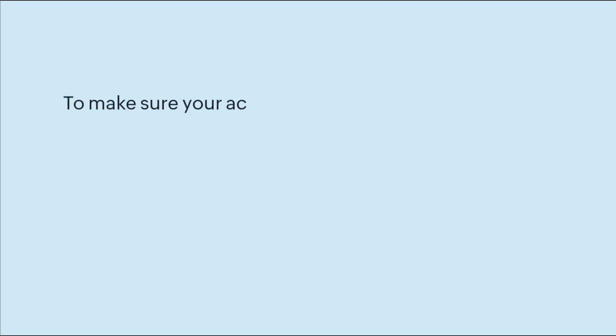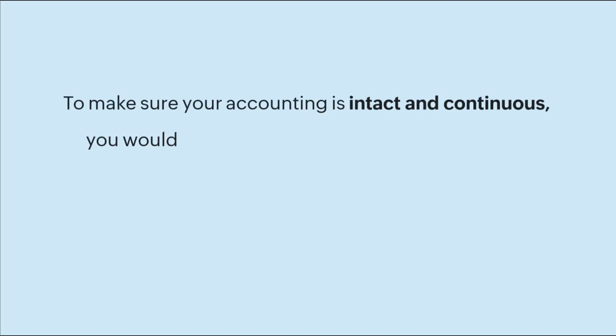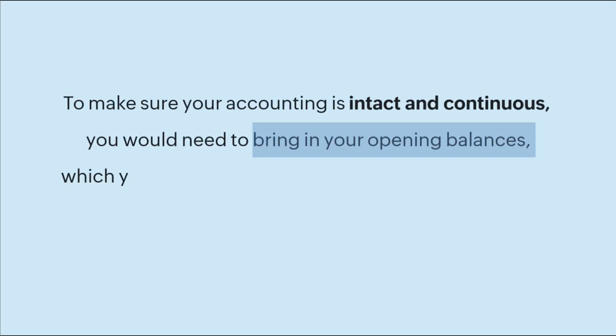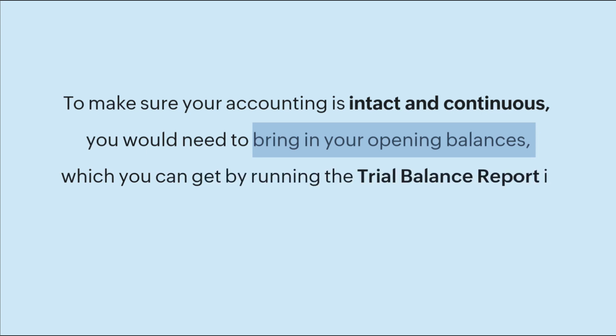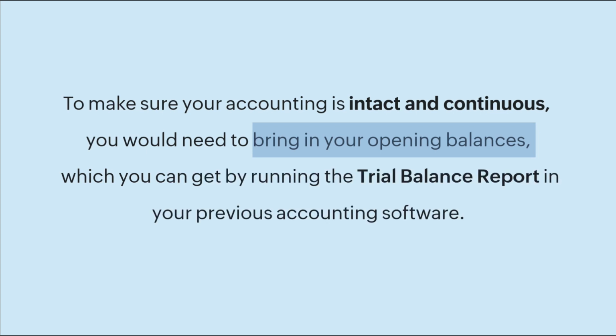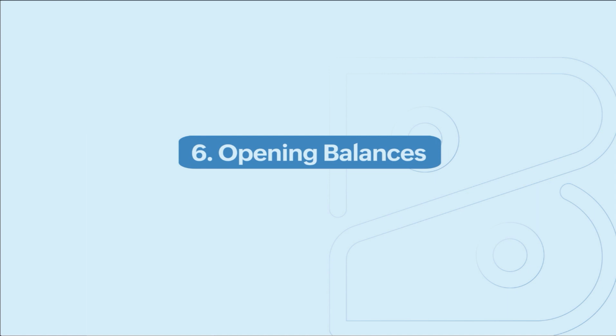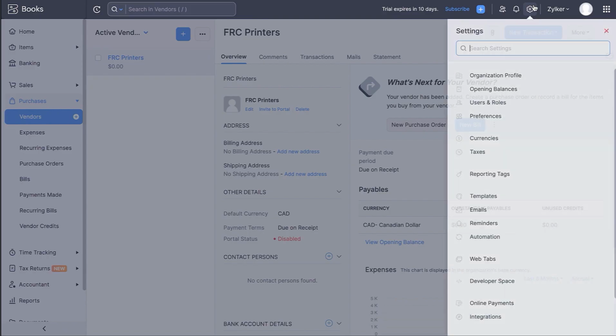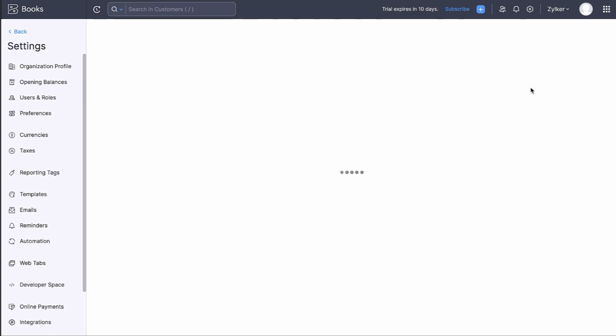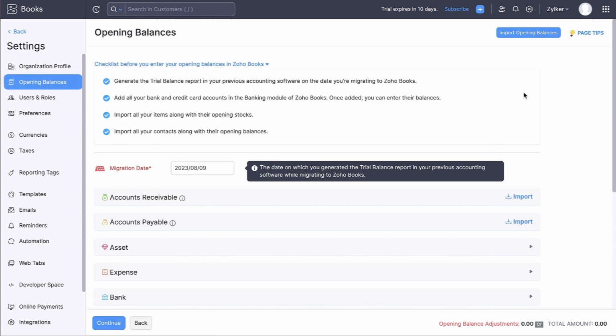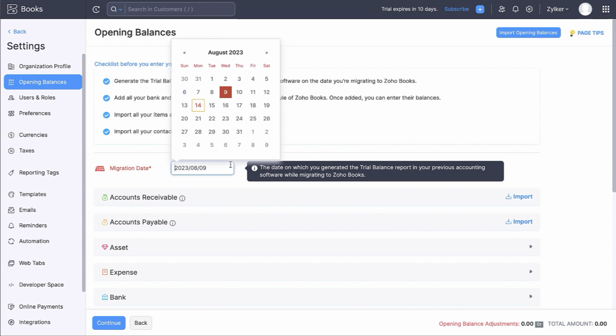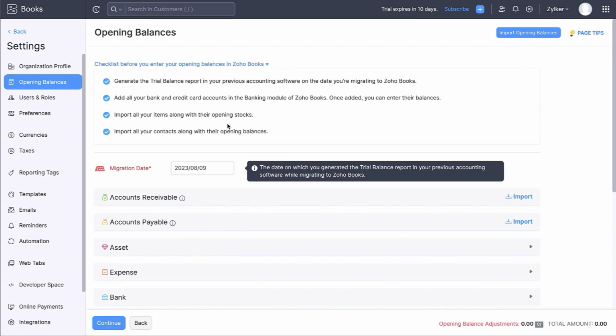To make sure your accounting is intact and continuous, you would need to bring in your opening balances, which you can get by running the trial balance report in your previous accounting software. After getting the report, go to Settings and click Opening Balances. You can follow the steps mentioned here to enter all your opening balances correctly. You can enter the migration date, which will be the date on which you generated the trial balance report in your previous accounting software while migrating to Zoho Books.